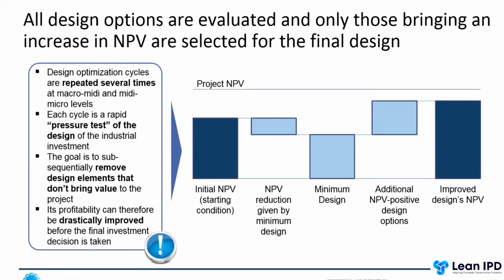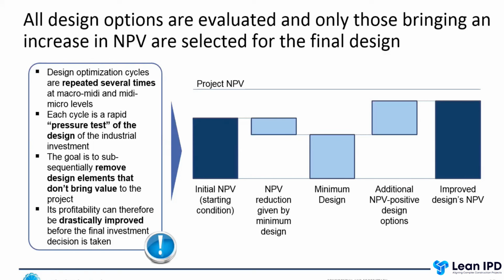We start from an initial design, which you see as the first bar of this graph, which is just a schematic to let you understand. The initial design is able to give a certain net present value, and this is the starting condition. So when we create the minimum design, we are eventually reducing the net present value because we will scrape off all that is not a must-have. So we will create a minimum design configuration which has probably a lower NPV than we started with.